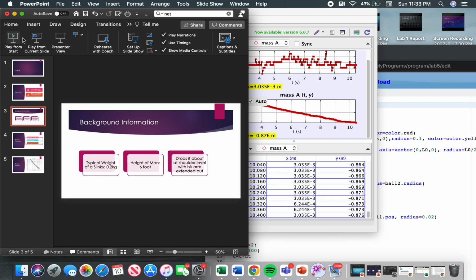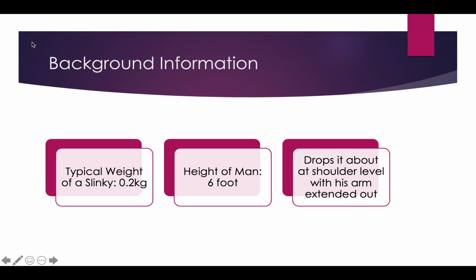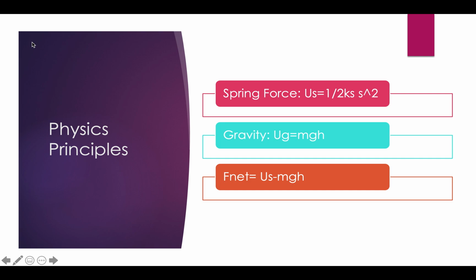So we are going to look at the different physics principles. So we're going to look at the spring force, which is 1/2 the spring constant times s squared. We're going to look at gravity, which is mass times gravity times height. And we're going to look at the net force between both of them, which is the spring force minus the gravity. So that would be mgh.